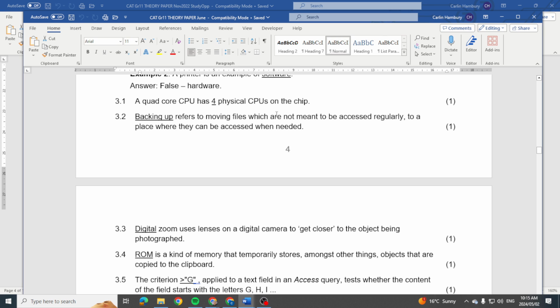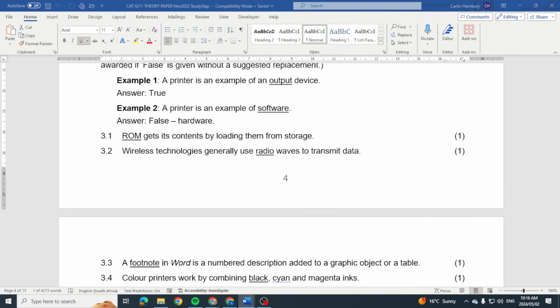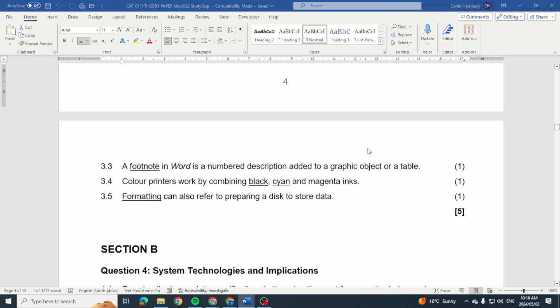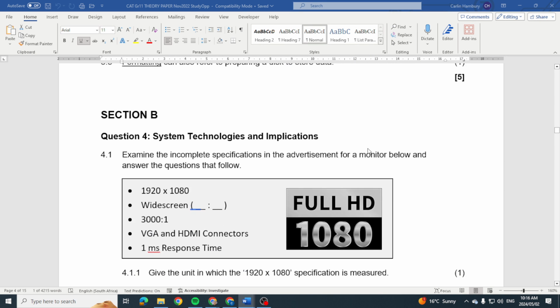Backing up refers to moving files. We know that backups is a copy, right? So we know that's false, and then you just change that. This is talking about archiving, okay? These are just examples. But I hope you start seeing the idea, right?